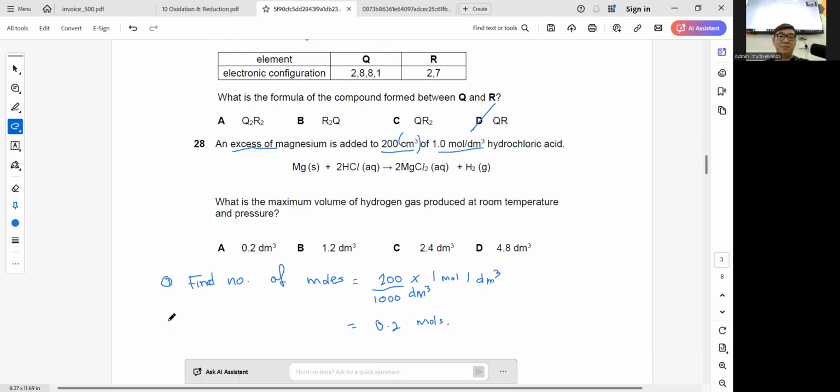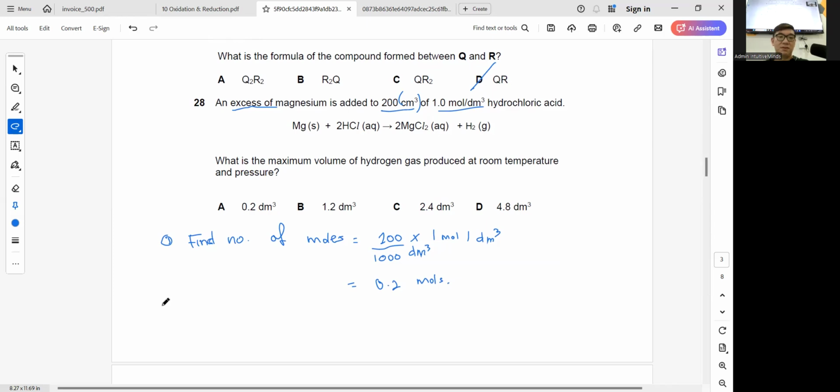What's the next step? Mole ratio. What are you finding? Hydrogen. What are you given? Hydrochloric acid. So you put the HCl and the H2. What is the mole ratio?